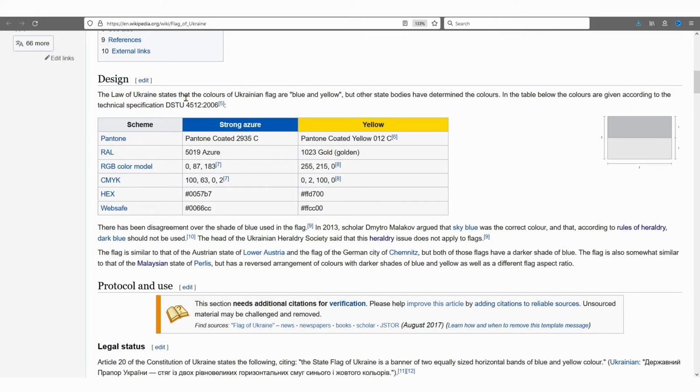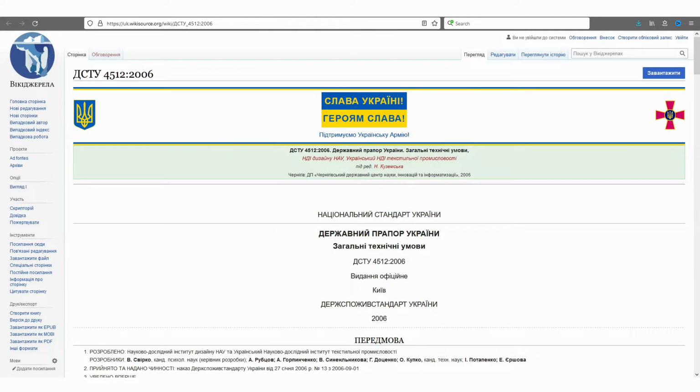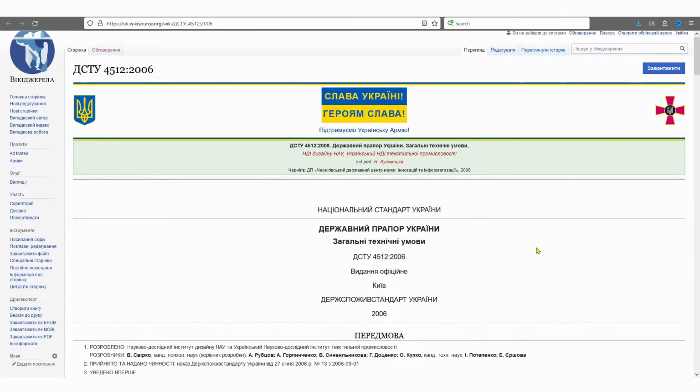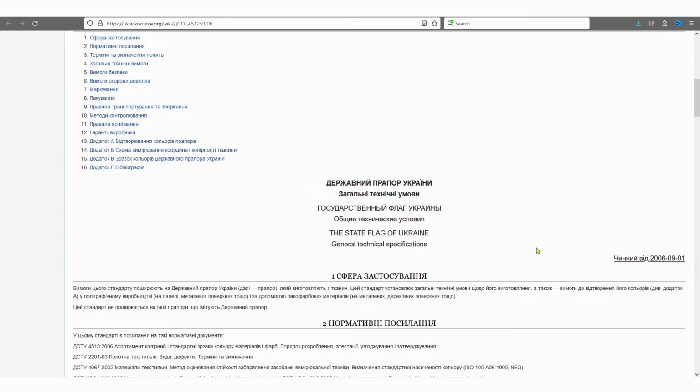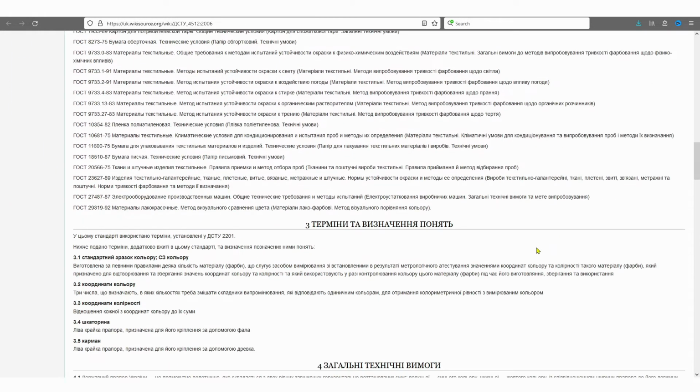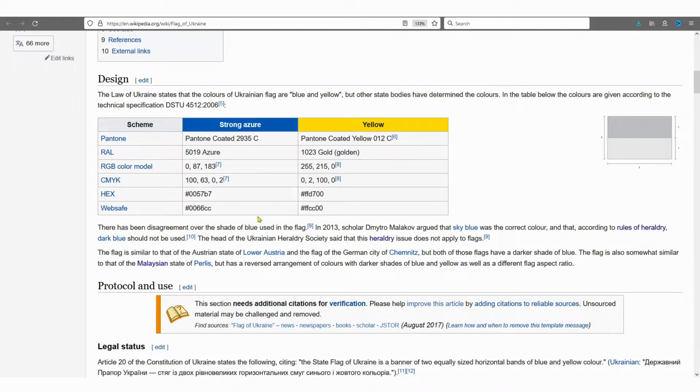So the law of Ukraine states that the colors of the Ukrainian flag are blue and yellow, but other state bodies have determined the colors. In the table below, the colors are given according to the technical specification, this here. So when we click on that, we just have this article here. And this is not an official government article, but here are their specifications. You can see all the codes for the blue and the yellow.